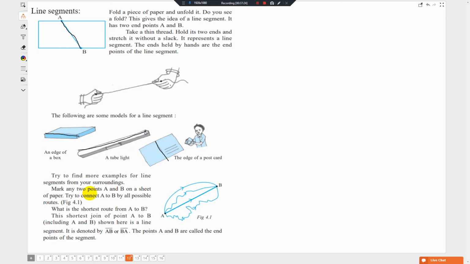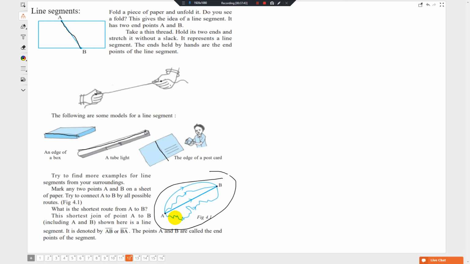Mark any two points A and B on a sheet of paper. Try to connect A and B by all possible routes. So this is A and B. So these are all the possible routes. See, they are very curved.